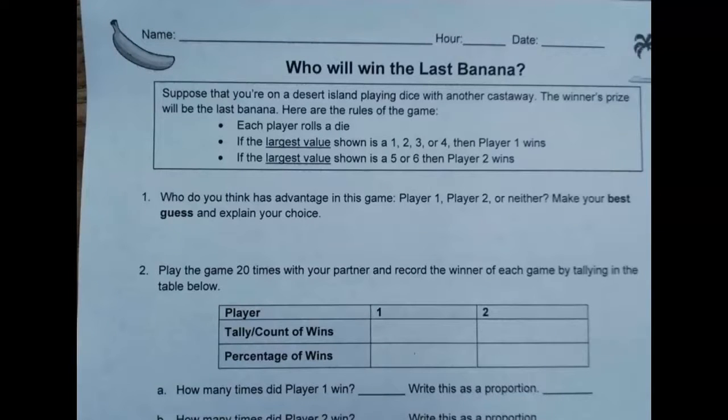We're going to play a dice game. Suppose you're on a desert island playing dice with another castaway. The winner's prize will be the last banana. Here are the rules of the game. Each player will roll a die. If the largest value shown is a 1, 2, 3, or 4, then player 1 wins. If the largest value is a 5 or a 6, then player 2 will win.